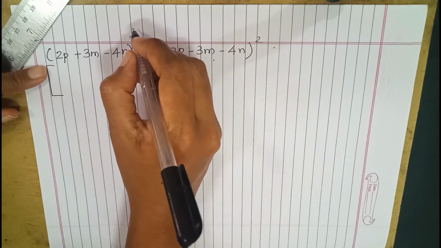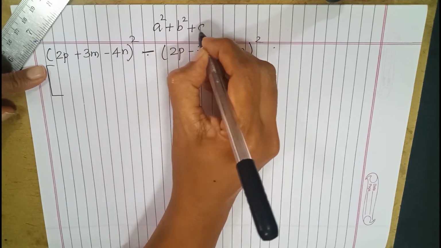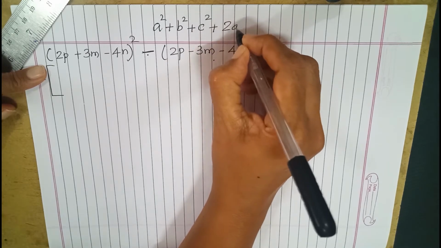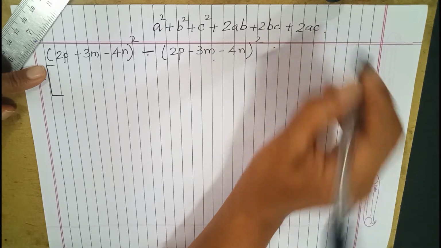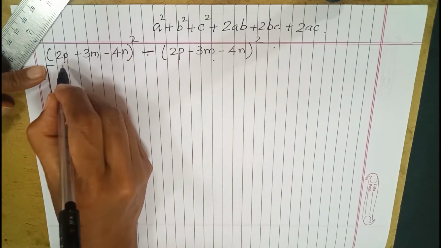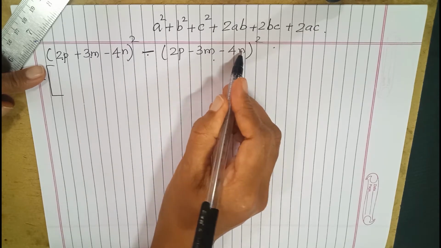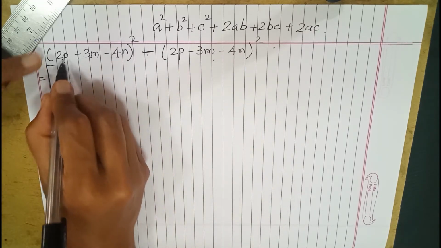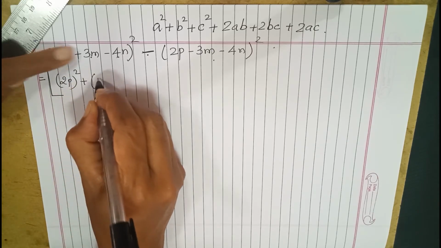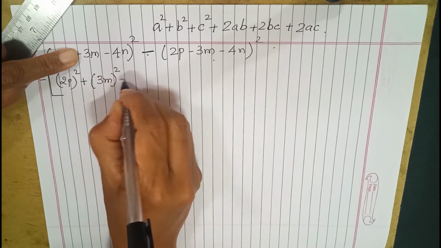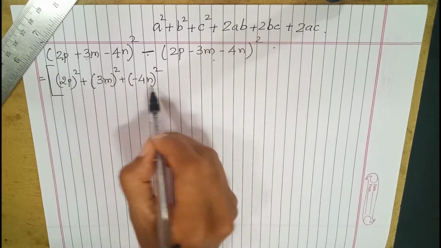Okay, so what is the formula? I am writing the formula here. A square plus b square plus c square plus 2ab plus 2bc plus 2ac. So this is the formula we will be using. So this is my a, this is b, this is c. Again a, b and c. We will be opening both the brackets. So let's start. A square. A square is 2p the whole square plus b square plus c square. So you got a square, b square, c square.